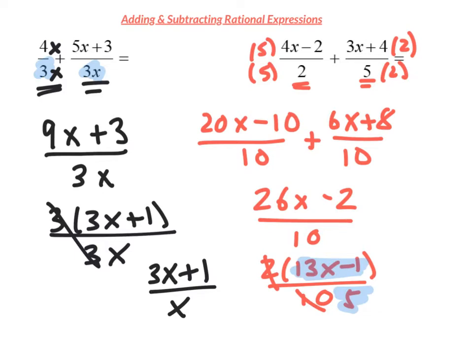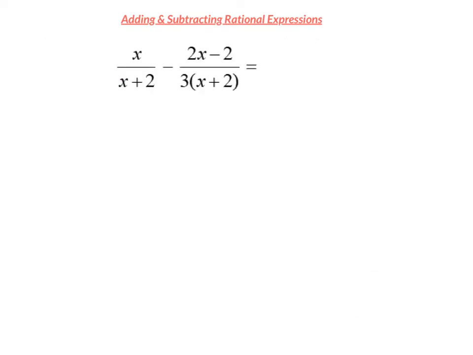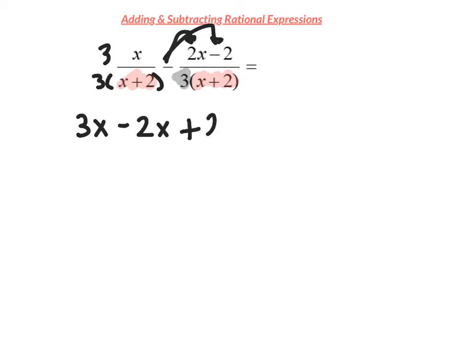Let's do a subtraction. Here I see a couple of things. I see the x plus 2's, that's nice. And I see that this one has a 3. So ultimately, I think you know what to do. We're going to multiply this side by 3. So that gives me 3x on this side. Now, be careful here. This negative applies to both of these. So minus 2x plus 2 over 3 times x plus 2.